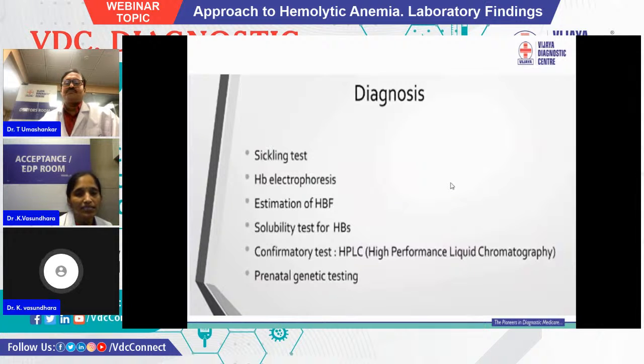So diagnosis in case of sickle cell anemia is by sickling test. We'll have HB electrophoresis and estimation of fetal hemoglobin. The confirmatory test is mainly HPLC, that is high performance liquid chromatography. Sometimes we also suggest prenatal genetic testing if there is a family history of sickle cell anemia or a history of consanguineous marriage.